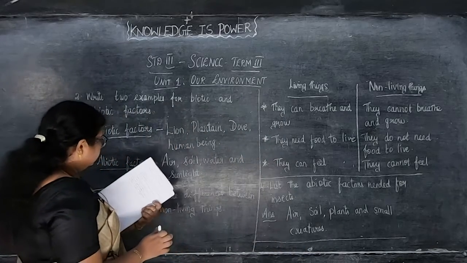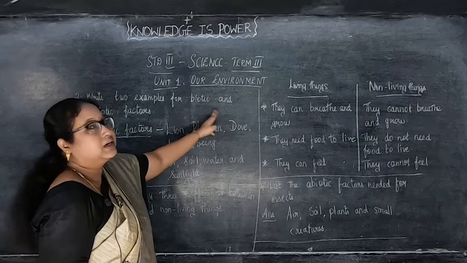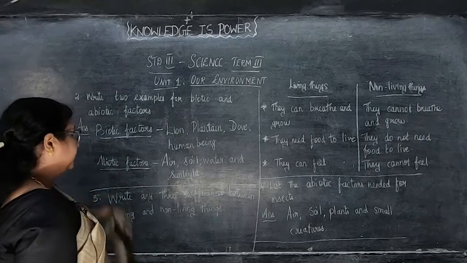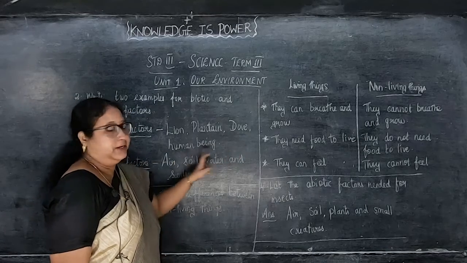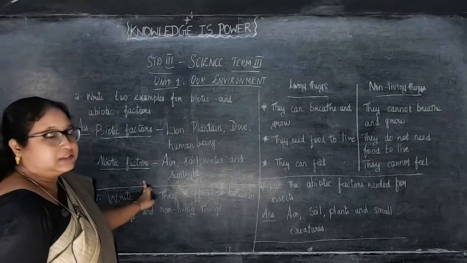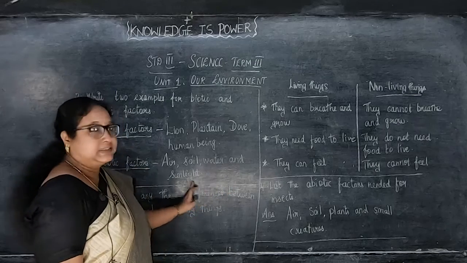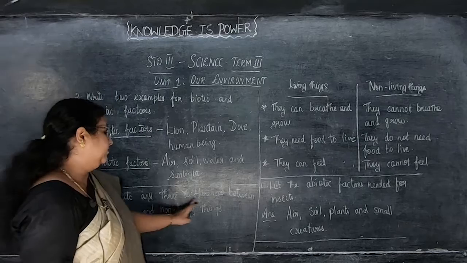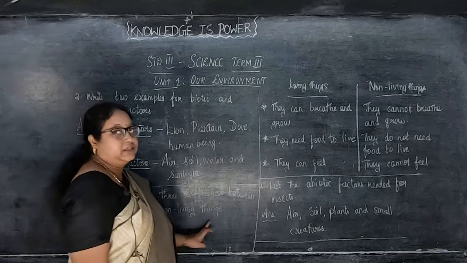Okay. So once again we'll read this, children. 3 more questions. Write 2 examples for biotic and abiotic factors. Biotic factors is lion, then what? Plantain, dove, human being. Then abiotic factors, air, soil, water and sunlight. Right. Third question. Write any 3 differences between living and non-living things.